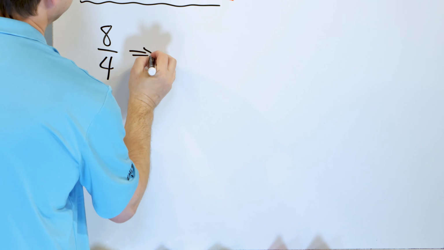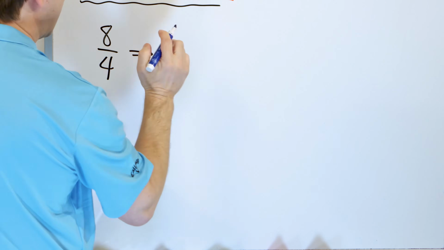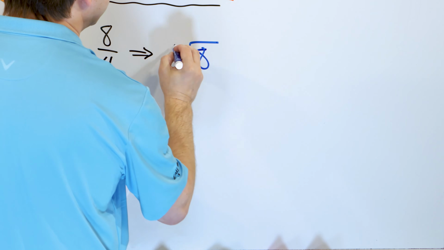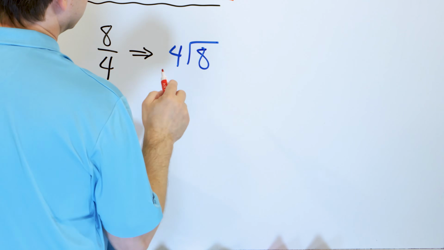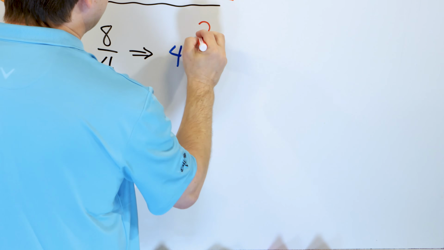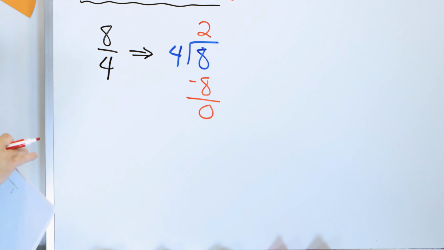What does this actually mean? This means that I have 8 and I divide it by 4 because fractions are always division. 8 divided by 4. So let's see what happens. 4 times 1 is 4. 4 times 2 is 8 exactly. Subtract, get a 0. The remainder is 0.